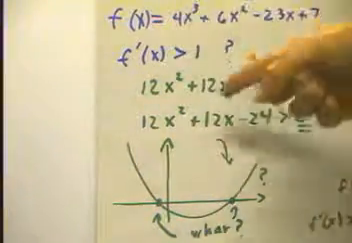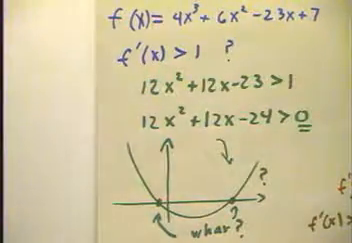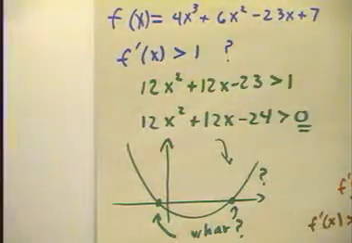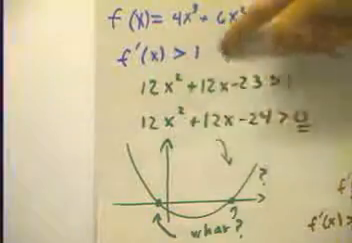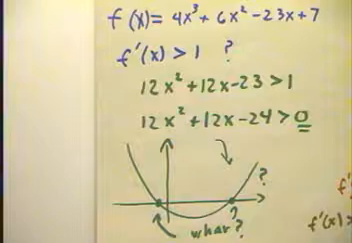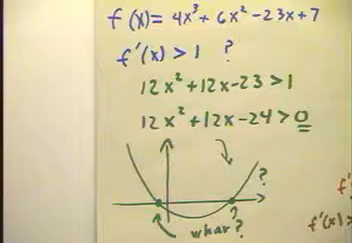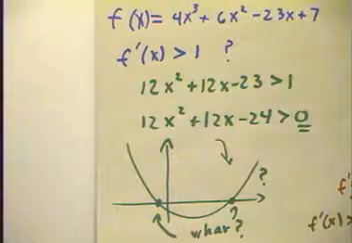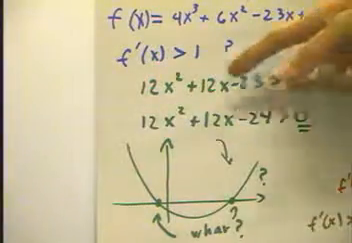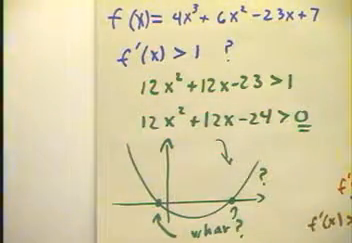So f prime for this function, and I'm not going to go through the details, is 12x squared plus 12x minus 23. And we want to solve for where that is greater than 1. Now, this looks like a quadratic. It is a quadratic. What do we want to do with a quadratic? Instinctively, if we have any experience with the quadratic formula, we want a quadratic to be equal to 0, or in this case greater than 0. So we subtract 1 from both sides, and we get 12x squared plus 12x minus 24 is greater than 0.